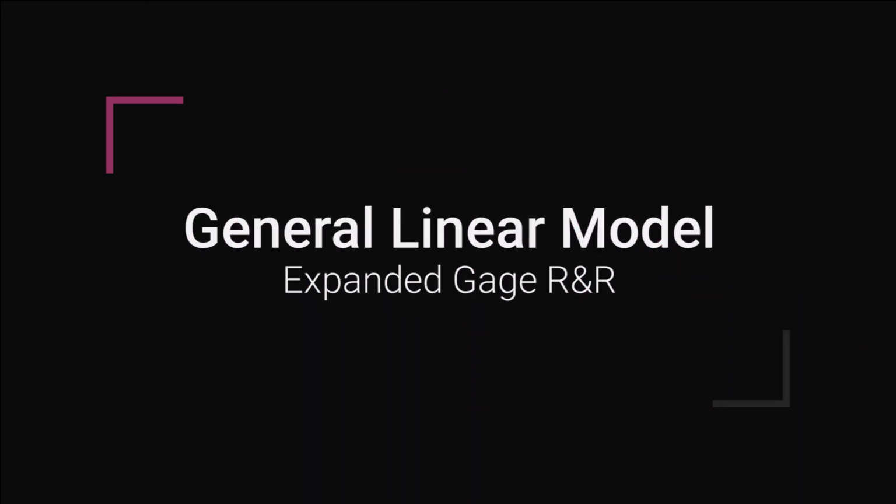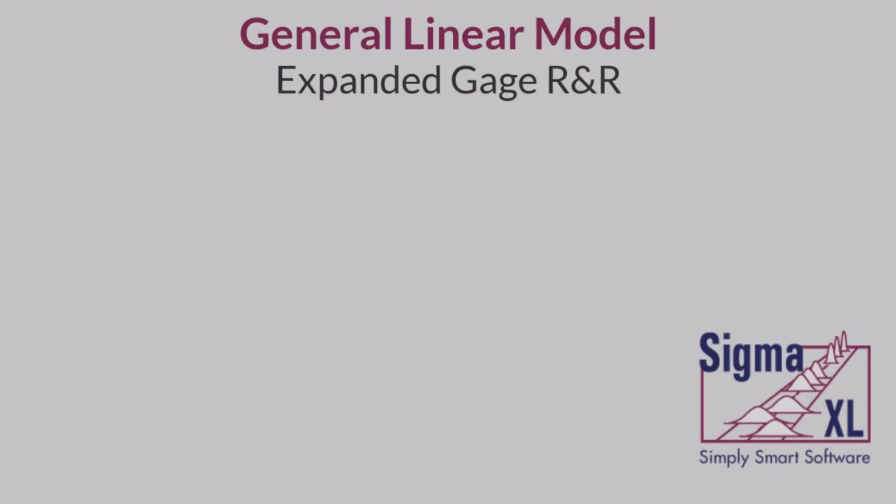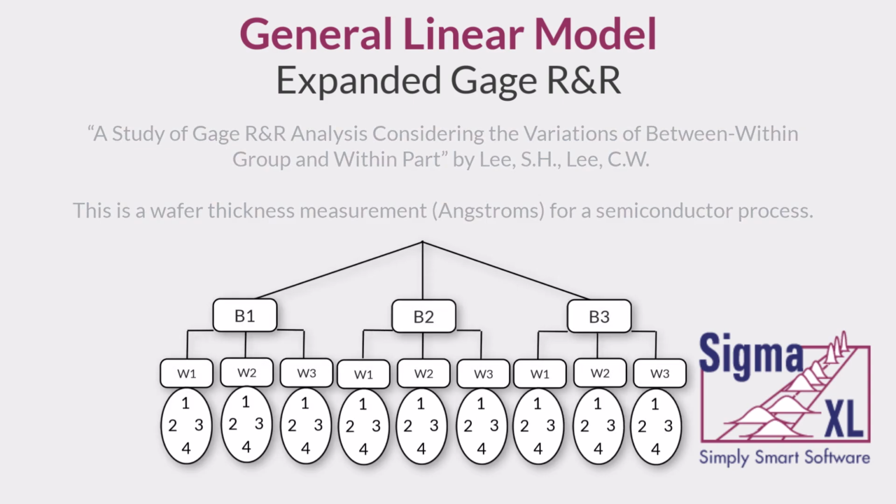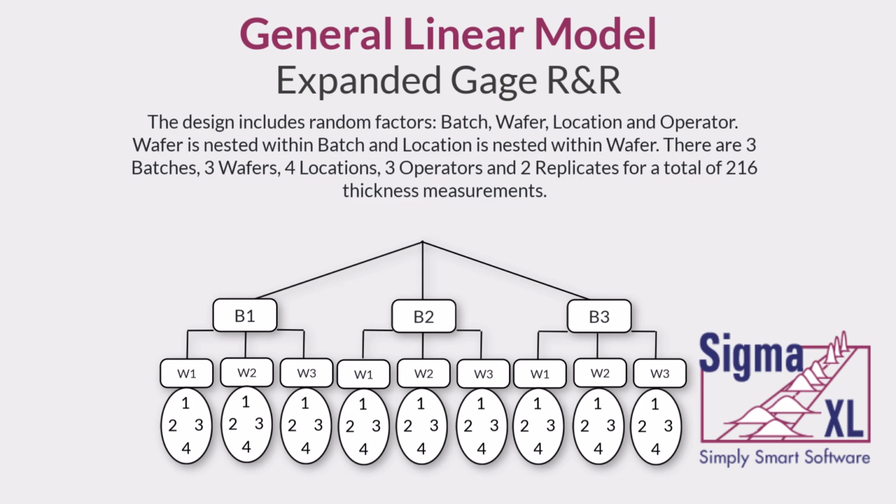For our third and final example, expanded Gage R&R, we will analyze data from a paper titled A Study of Gage R&R Analysis Considering the Variations of Between Within Group and Within Part. This is a wafer thickness measurement, angstroms, for a semiconductor process. The design includes random factors: batch, wafer, location, and operator. Wafer is nested within batch, and location is nested within wafer. There are 3 batches, 3 wafers, 4 locations, 3 operators, 2 replicates for a total of 216 thickness measurements.